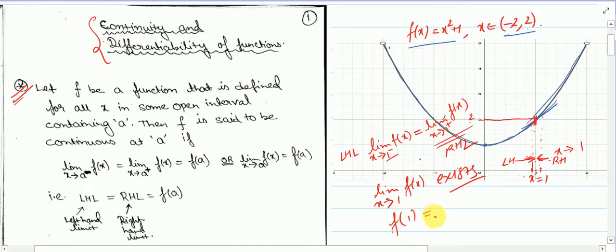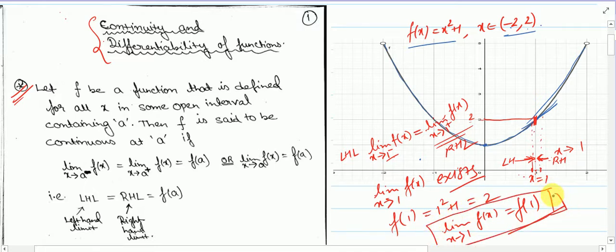and also f of 1, here 1 square plus 1 equal to 2, clear. So here we observe that limit x tends to 1 of f of x is equal to f of 1. So if this happens, then we say that this function is continuous at x equal to 1, clear.